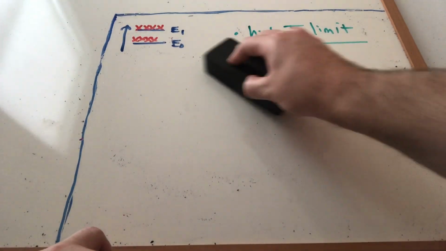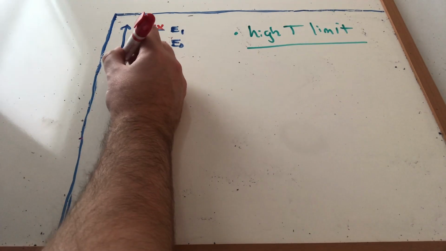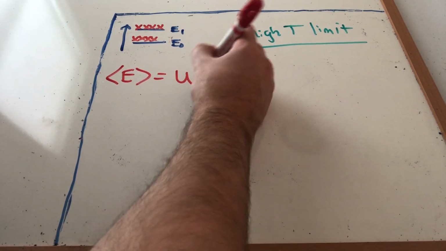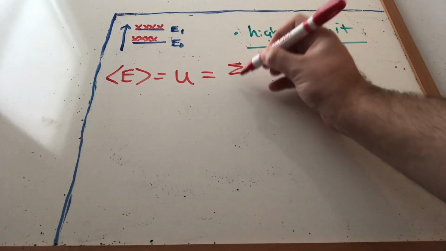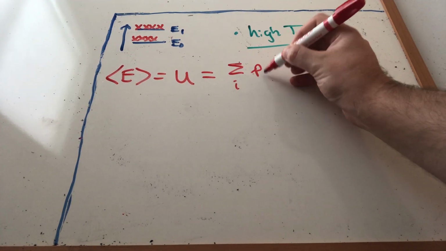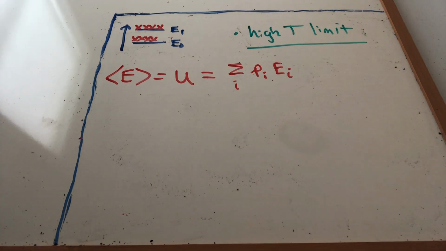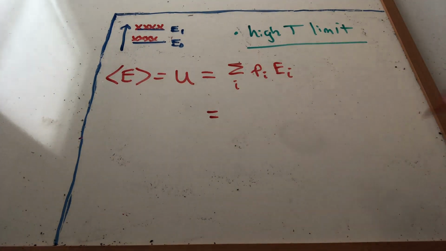Let's stick with the high T limit. We could do this with the low T limit, but you're going to get the idea. Let's calculate the average energy, which is equal to U. The average energy is going to be a sum of P sub i E sub i. We're just going to do it for the high T limit, but first let's write the general expression for any temperature.